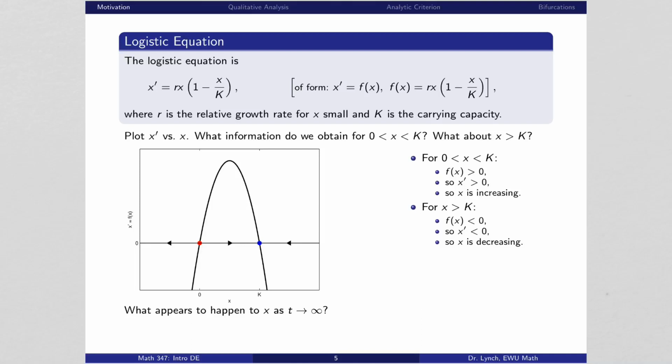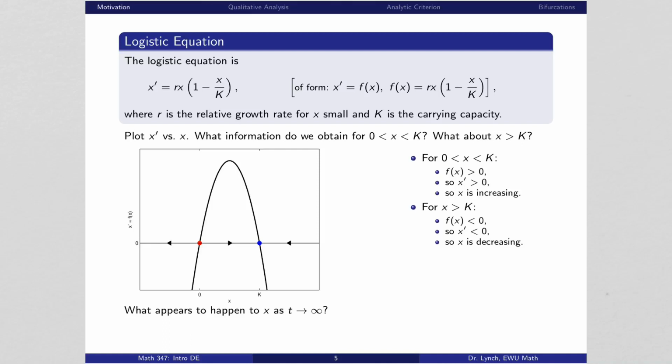And it looks like as long as you start with a positive value of x, you either increase or decrease and move toward k. So it appears that as t goes to infinity, x of t approaches k for most initial values. One initial value for which that doesn't happen is when x is equal to 0, and the interpretation here for that critical point or that equilibrium solution is that if you start with a 0 population size, you should stay at a 0 population size.